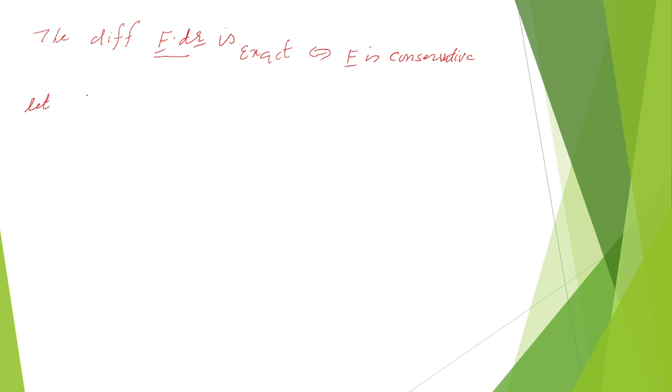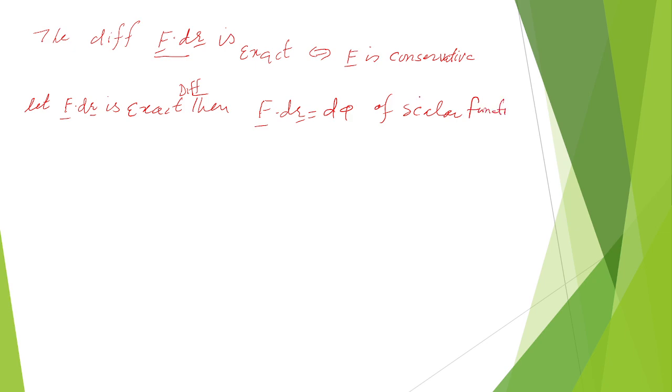So let F dot dr be exact. Then we can put it as exact differential, the exact differential of a scalar function phi.